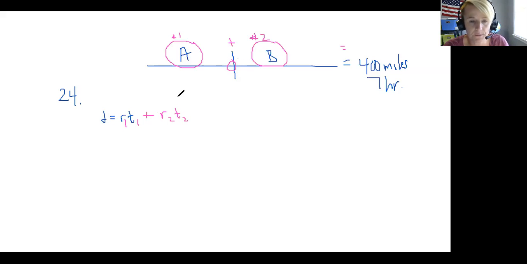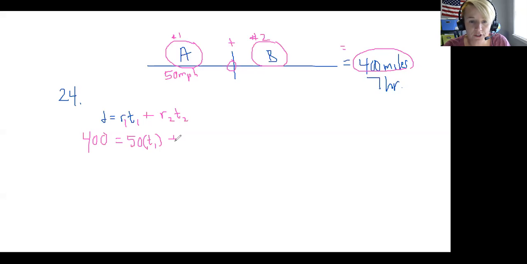So D is going to be 400. Remember we said the total right here is 400, so I'm just grabbing that number and dropping it in. Rate of 1, we look back at our problem and we were running 50 miles per hour. So here's my rate. So I'm going to have 50 times time of 1. And I don't know how long that was. I just know that it equals up to 7 eventually.